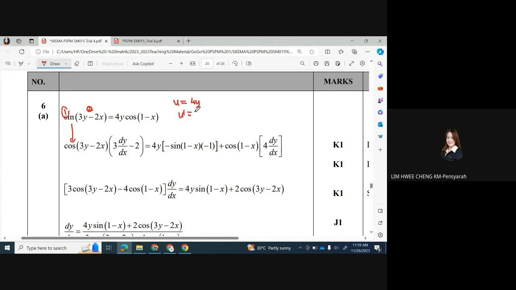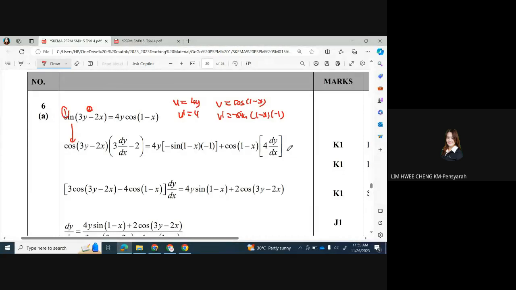U prime is 4. V equal to cos 1 minus x. The derivative is the negative sign 1 minus x multiply with minus 1. Okay, so kita akan tulis U, V prime, negative sign 1 minus x minus 1 plus lagi cos 1 minus x, beza 4y akan dapat 4 dy dx.